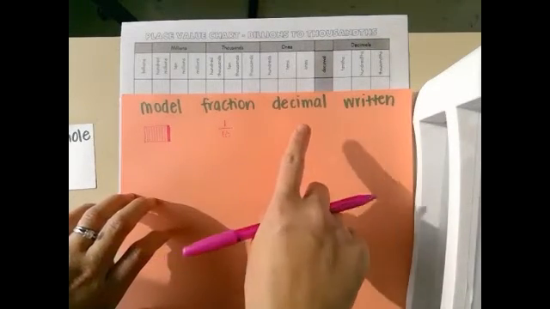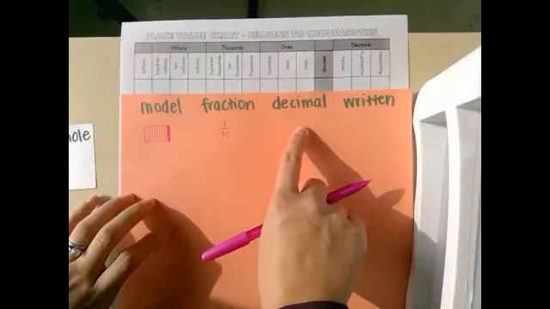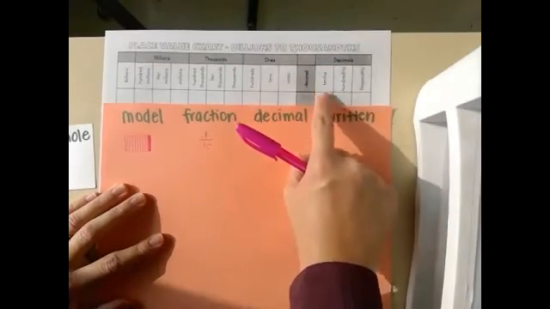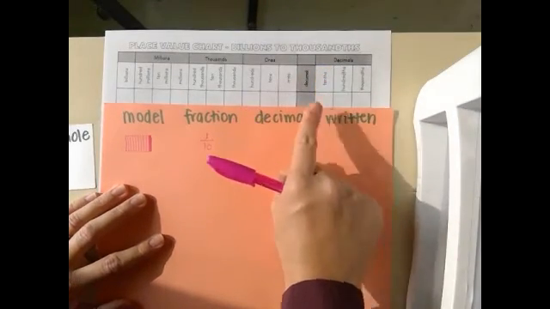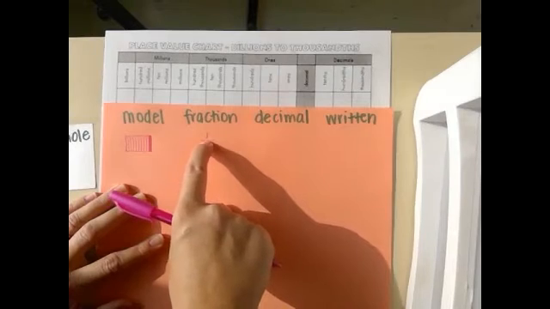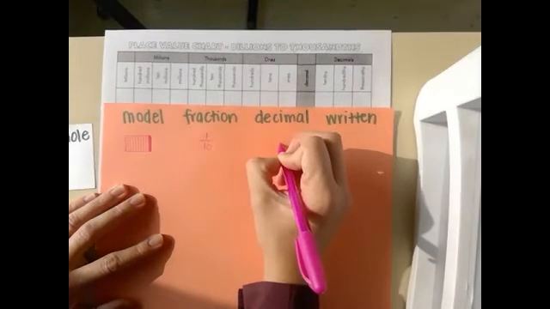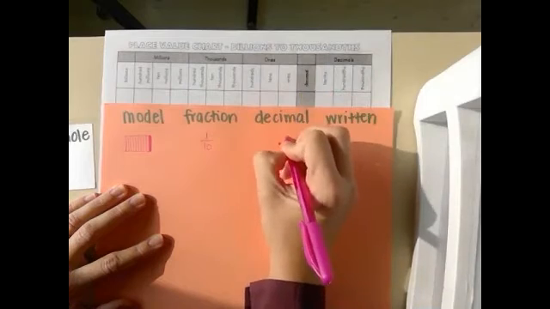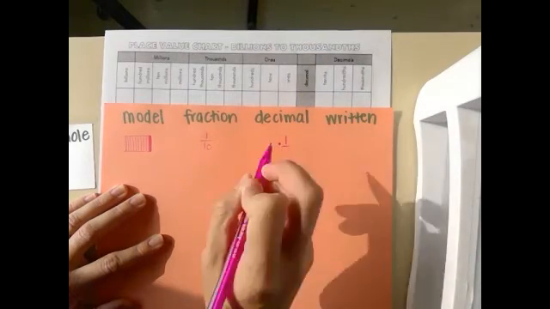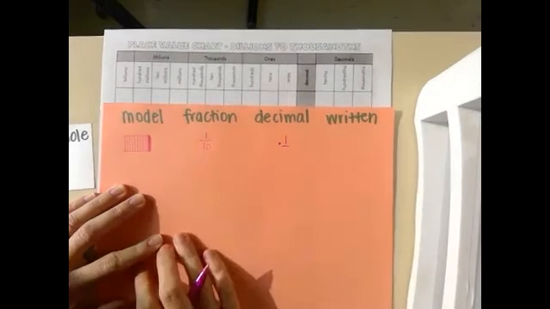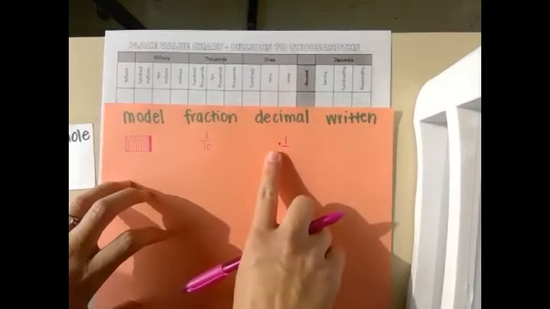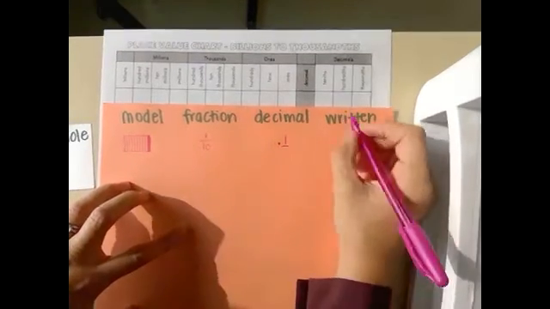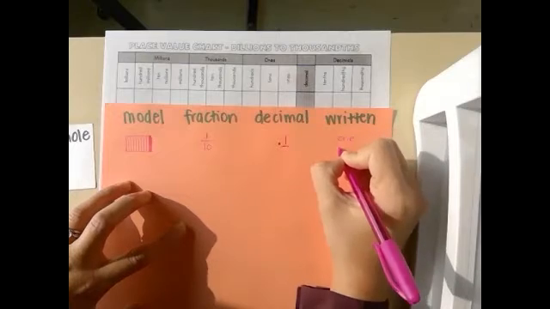If I were to write the equivalent of that in decimal form, well, let's look. Here is my tenths place value. How many tenths are shaded? 1. So I will put that decimal point, and there's only 1/10, so I will write a 1 in the tenths place value spot. To write it out in words, it is 1/10, exactly how you say it as a fraction. So I will write 1/10.